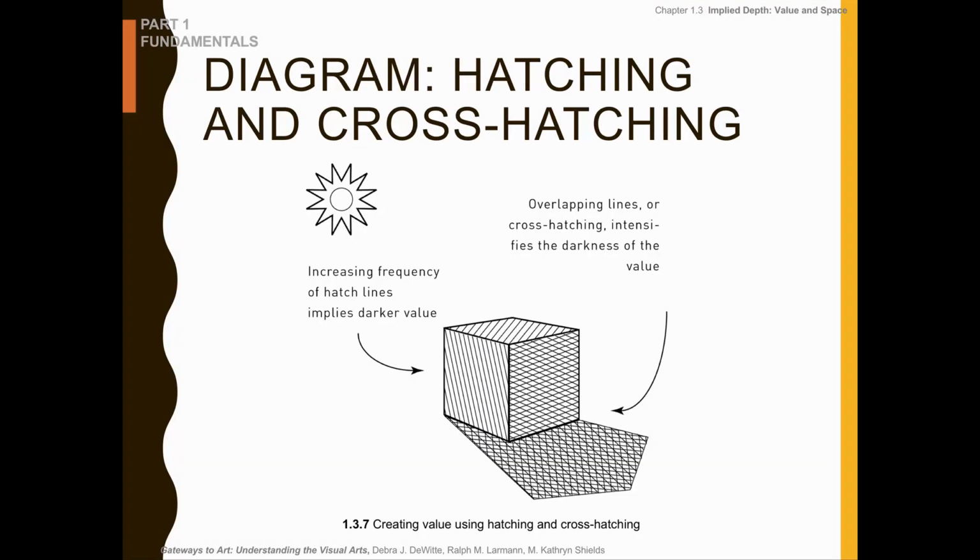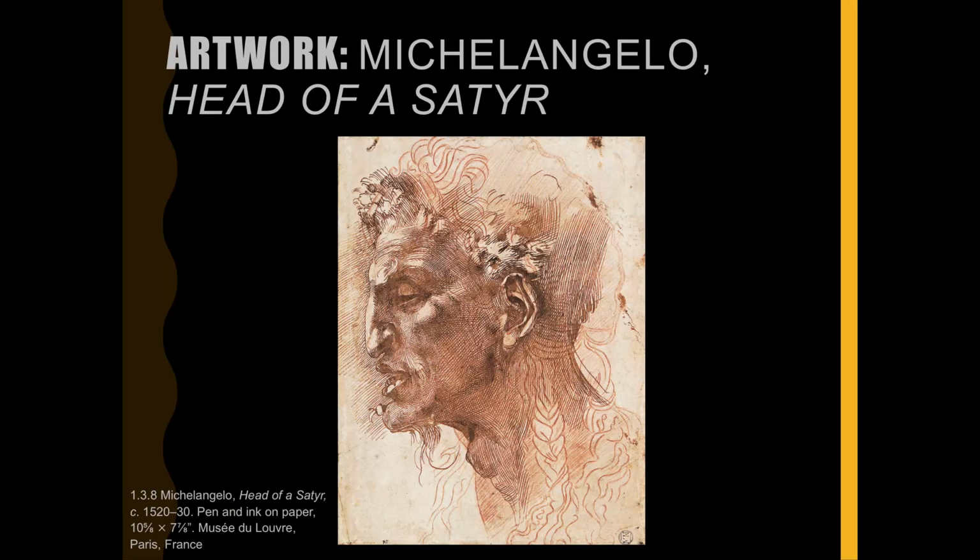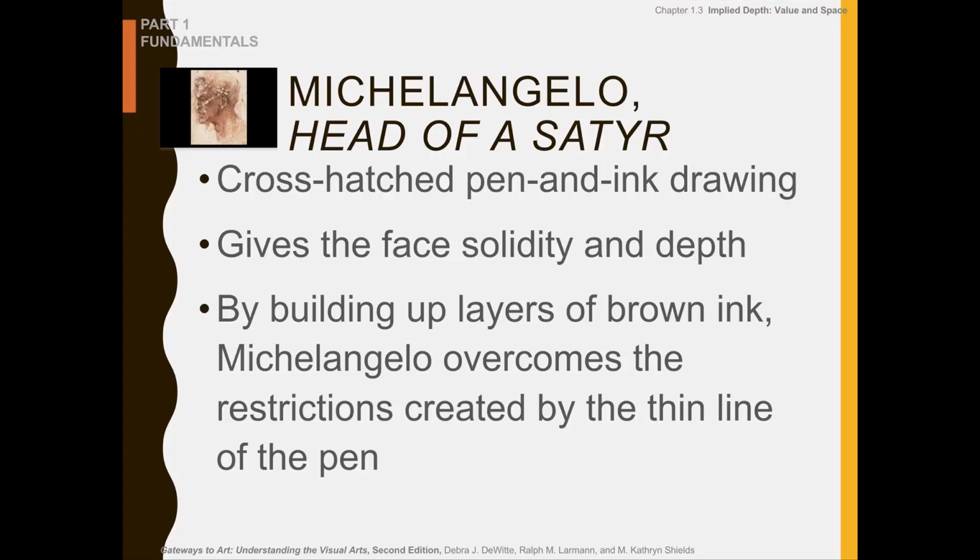Hatching and cross-hatching. This is where the artist can use lines and how they treat them and overlap them to create the illusion of value as well.